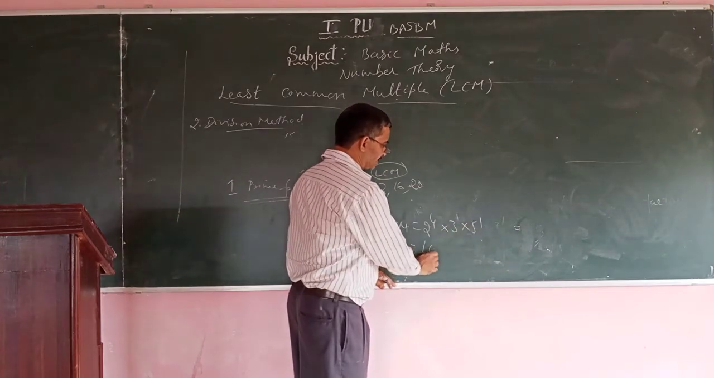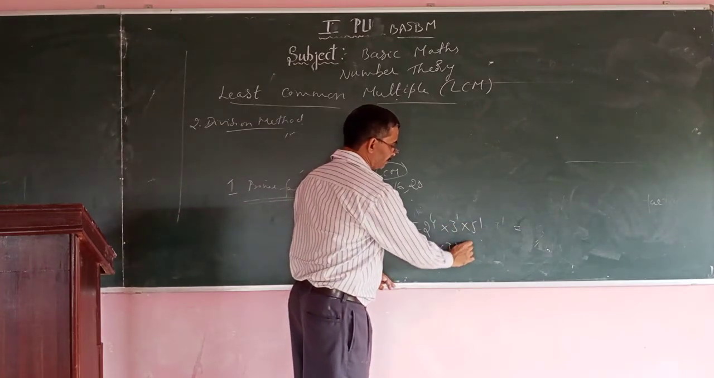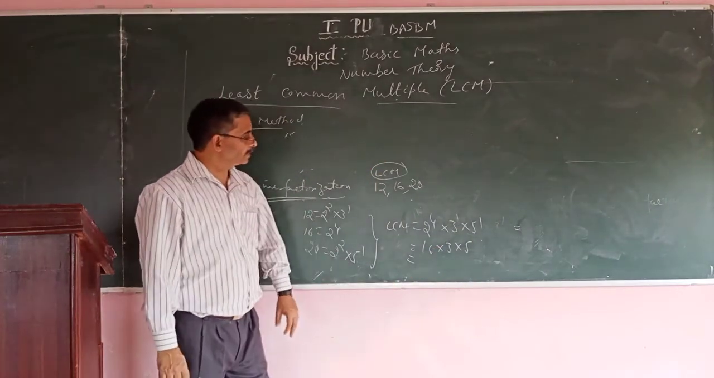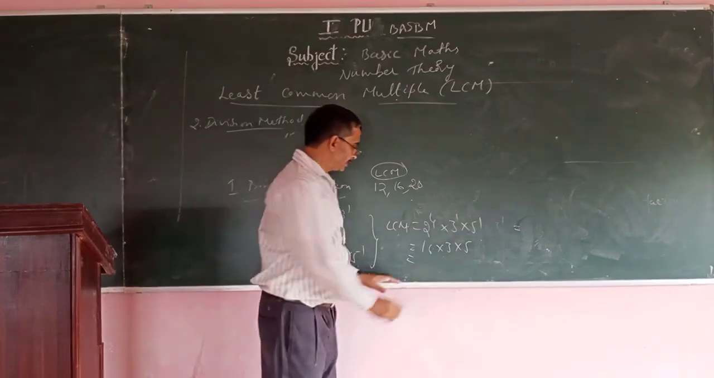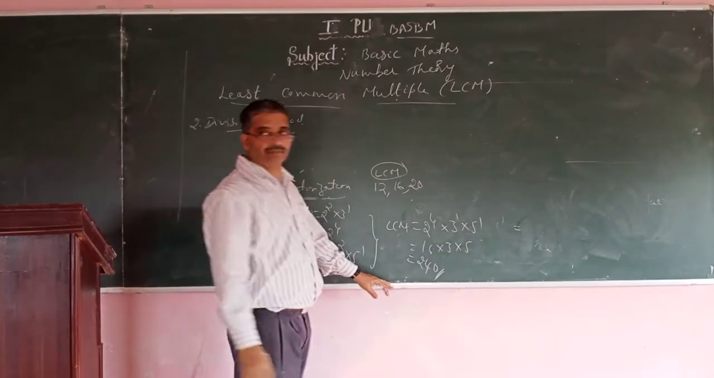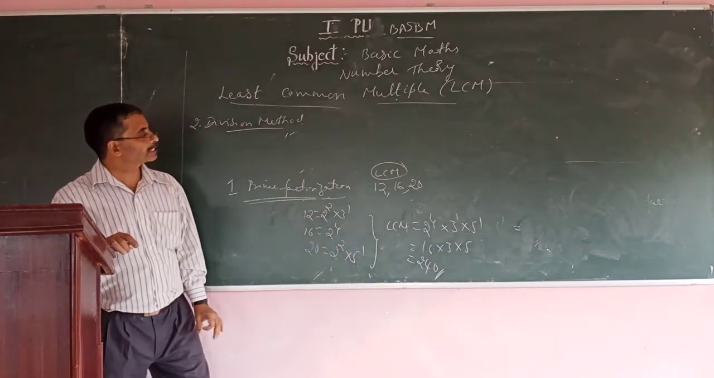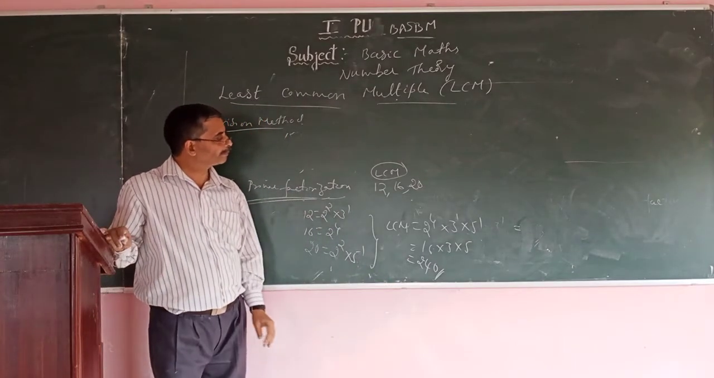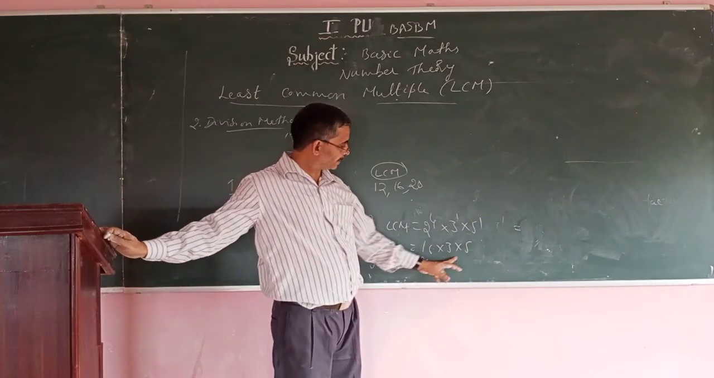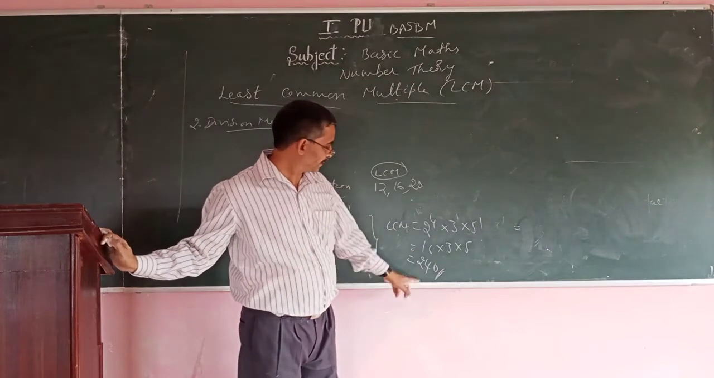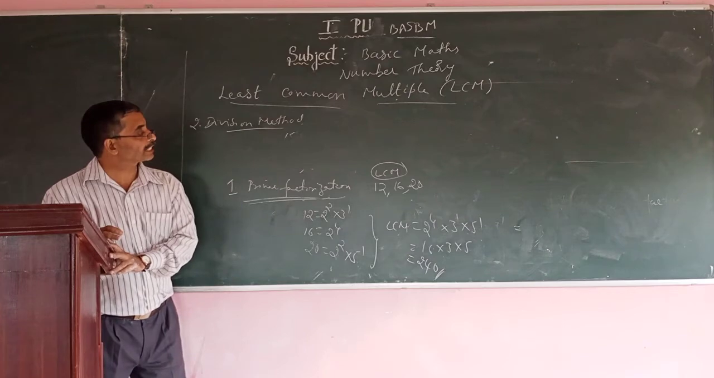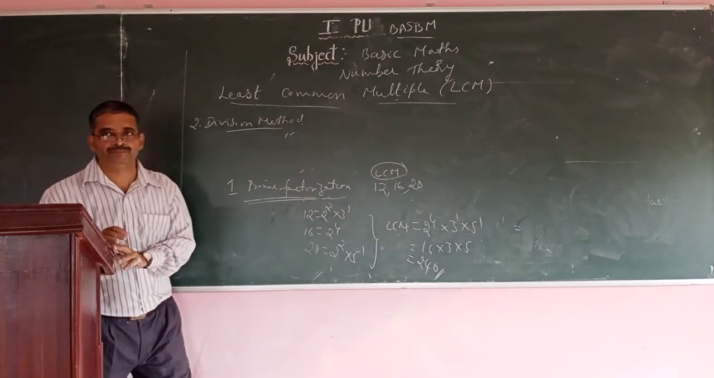So the product is 16 into 3 into 5. 16 into 3 is 48, 48 into 5 is 240. So 240 is the LCM of 12, 16 and 20, of the 3 numbers.